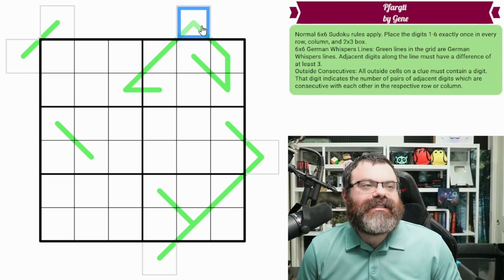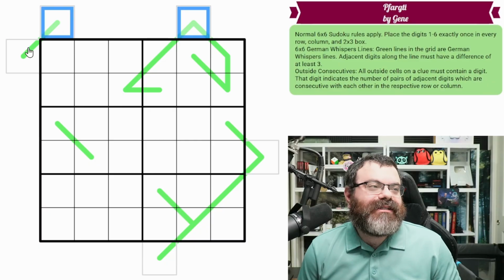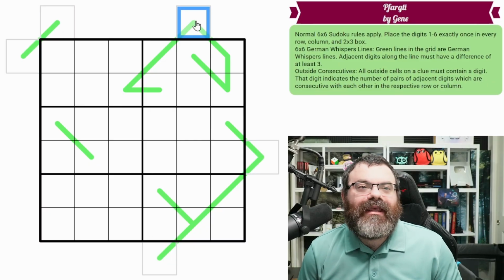And then we have outside consecutives. So all outside cells on a clue must contain a digit. So we have to put a digit in all these. And that digit indicates the number of pairs of adjacent digits which are consecutive with each other in the respective row or column.